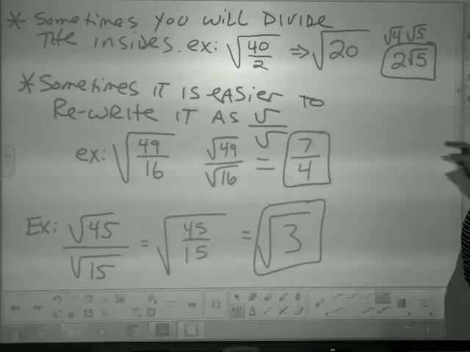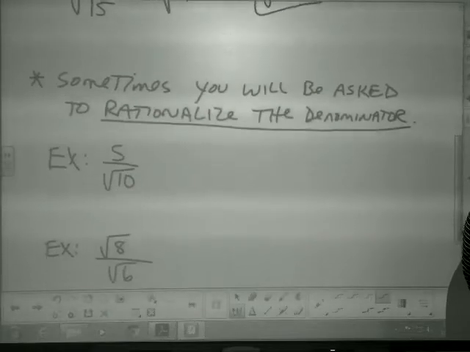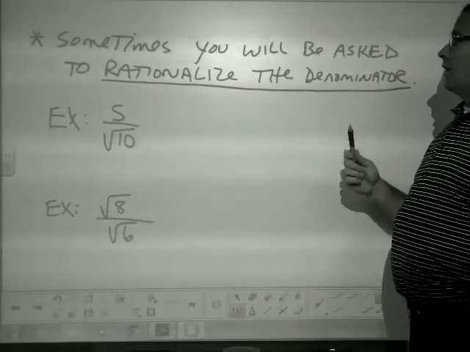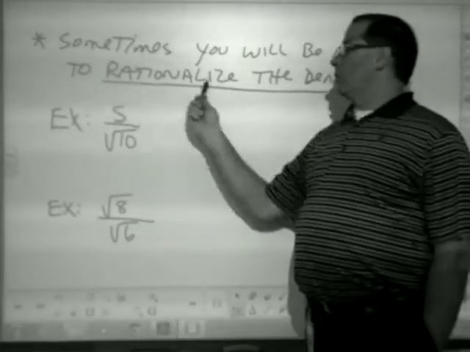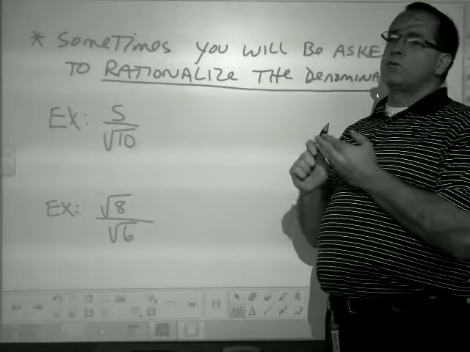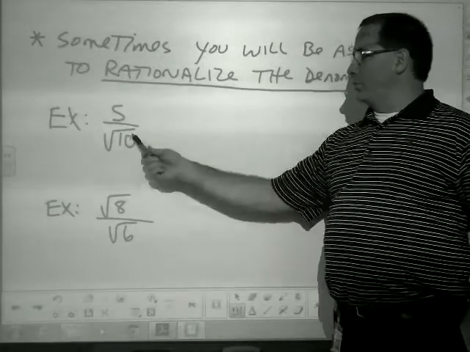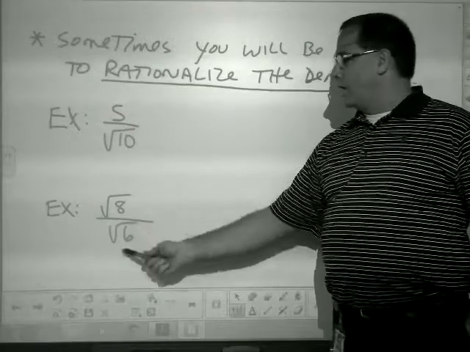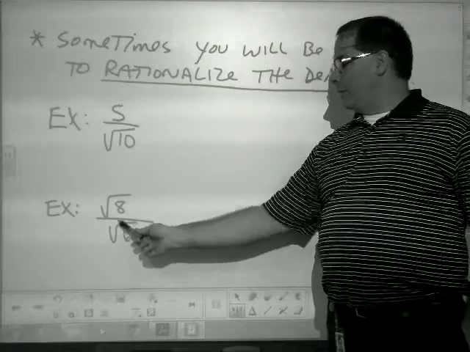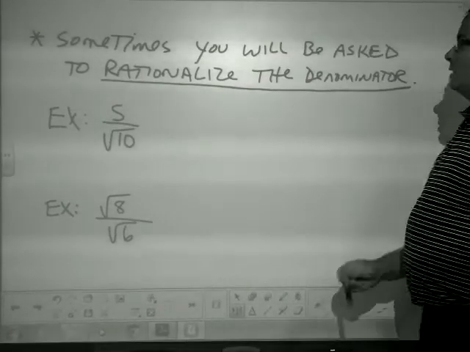All right? Sometimes, though, this goes a little bit farther, and you'll be asked to do something called rationalize the denominator. Now, again, rational numbers are like fractions or whole numbers that do not have square roots in them. So if you look at the problems that I'm giving for examples, they both have square roots in the bottom. I don't care what's on the top, but the bottom, the denominator has a square root. And so sometimes you're just going to be asked, hey, rationalize the denominator.